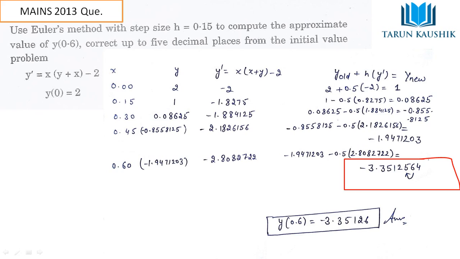So this is 6. We have to solve up to the 5th decimal. The 5th decimal is 1, 2, 3, 4, 5. So this is the 5th decimal, and the 6th is 6. If it is more than 5 or equal to 5, then we make an increment of 1. So this 5 will become 6. So this is the answer, minus 3.35126. That is the answer.